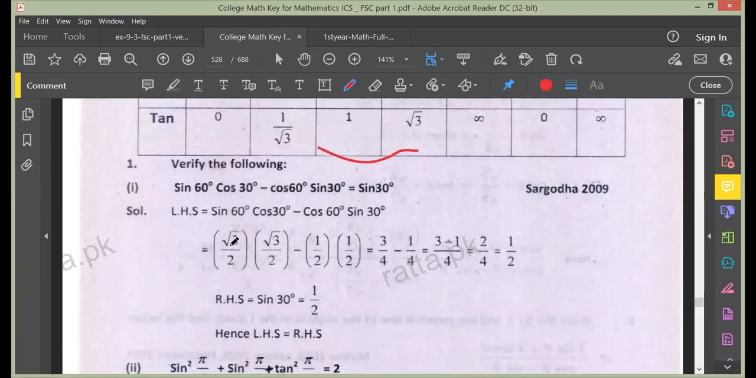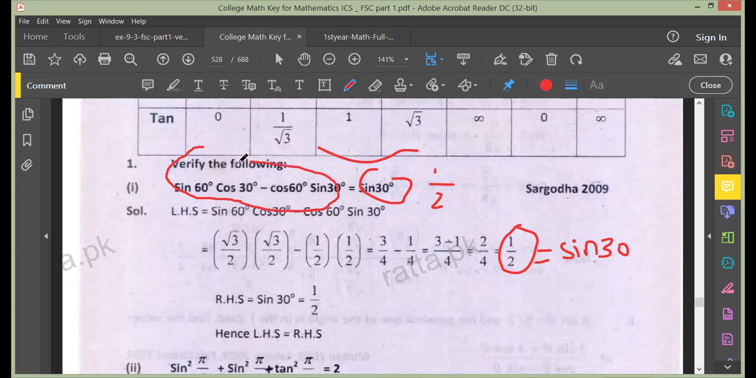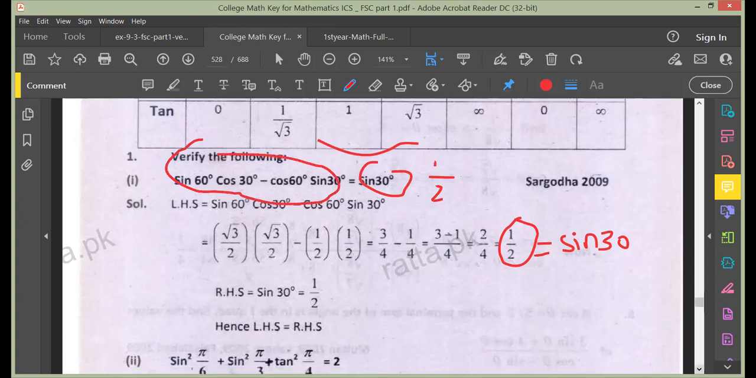So sine 60 will be equal to square root 3 over 2, cos 30 will be square root 3 over 2, cos 60 will be equal to 1 by 2, and sine 30 will be equal to 1 by 2. After simplification, our answer will be equal to 1 over 2, and we know that sine of 30 is equal to 1 by 2. So our left side will be equal to the right hand side.